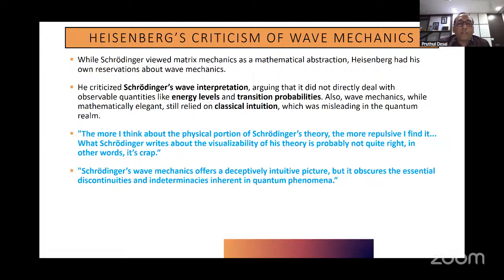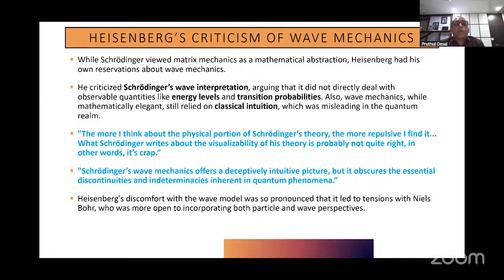So these were the words that were exchanged by these two giants, and so much so that Heisenberg's discomfort with the wave model led to tensions with Niels Bohr, because Niels Bohr was open to incorporating both particle and wave perspectives. He was open to accepting the ideas of Schrodinger's wave mechanics, or Schrodinger's way of looking at things.